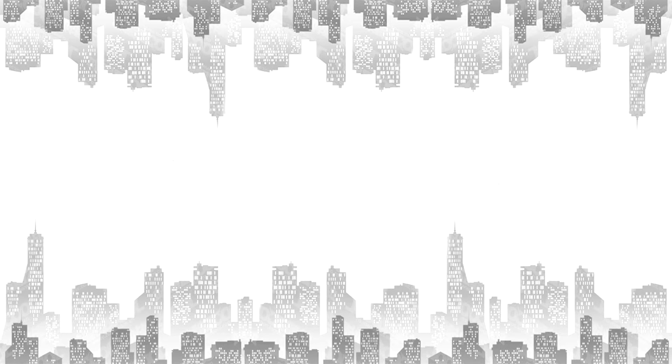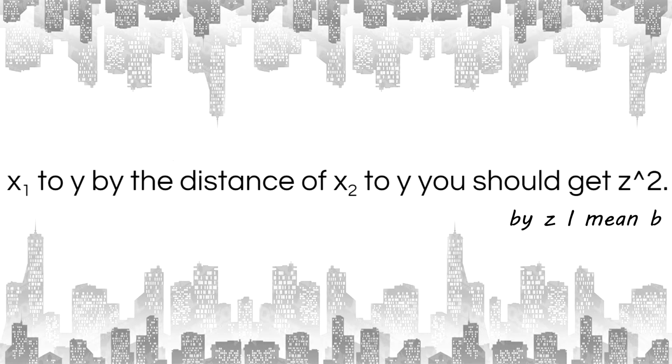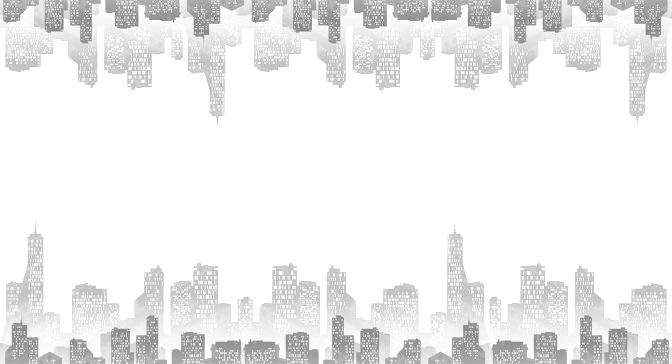Ultimately, when you multiply the distance of x1 to y by the distance of x2 to y, you should get z squared. Anyway, thank goodness we're done with that. And back on to what we were saying about quartic curves. These quartic curves occur because of this.